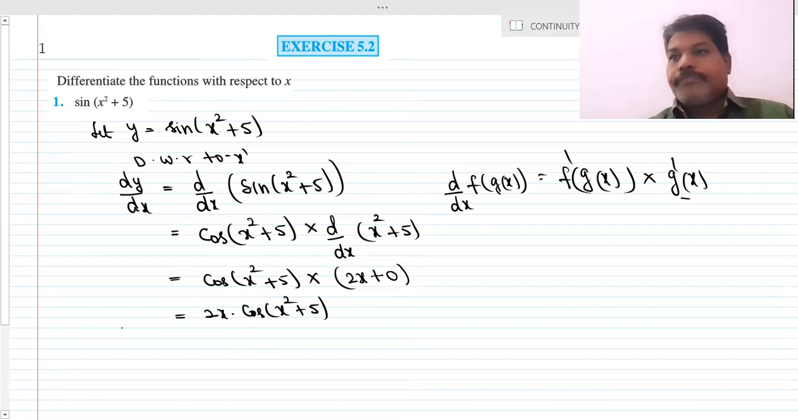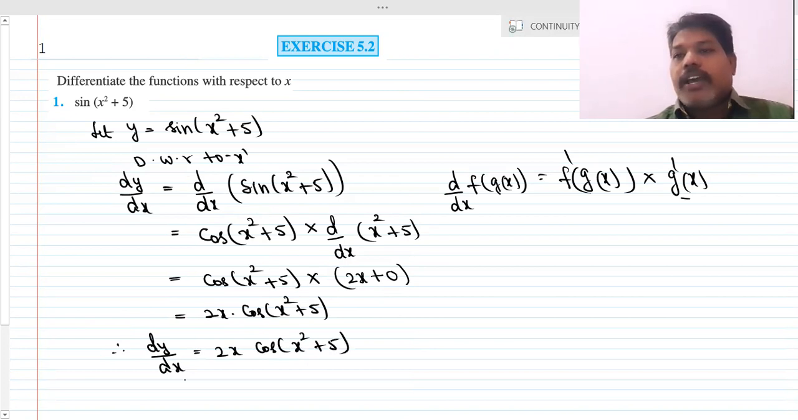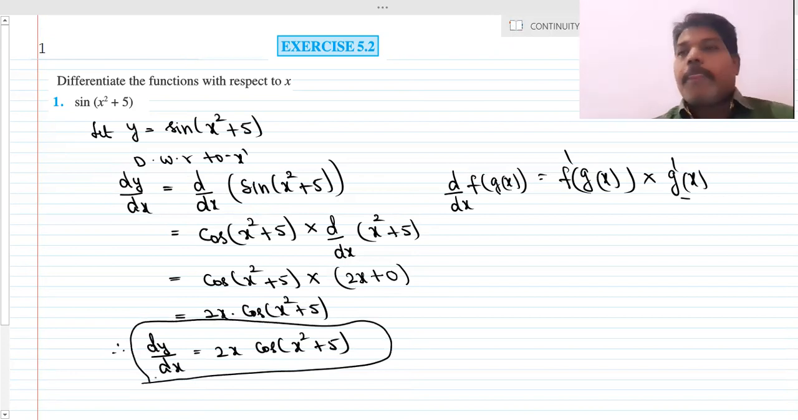Therefore the derivative dy by dx is equal to 2x into cos of x square plus 5. So this is how to differentiate that function. All are understood, students? See the next question.